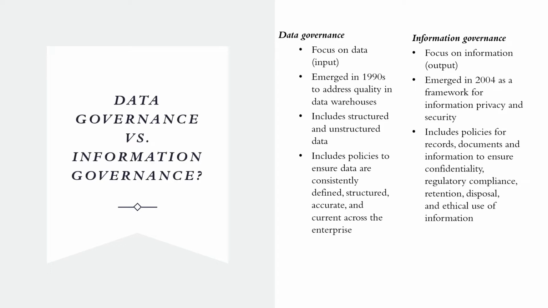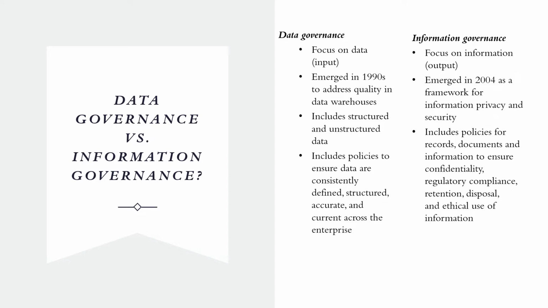Data governance versus information governance. Data governance focuses on data input. What are examples of data input? Data models, metadata management, master data management, content management, data quality, and data security management. It emerged in the 1990s to address quality in data warehouses. It includes structured and unstructured data, and it also includes policies to ensure data are consistently defined, structured, accurate, and current across the enterprise. So what's information governance?